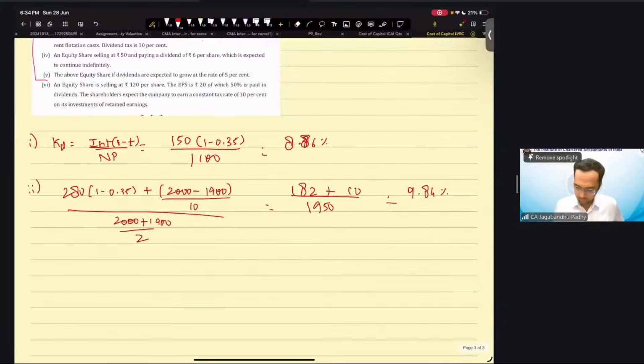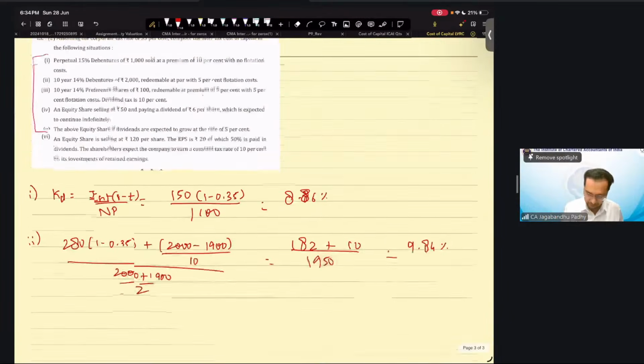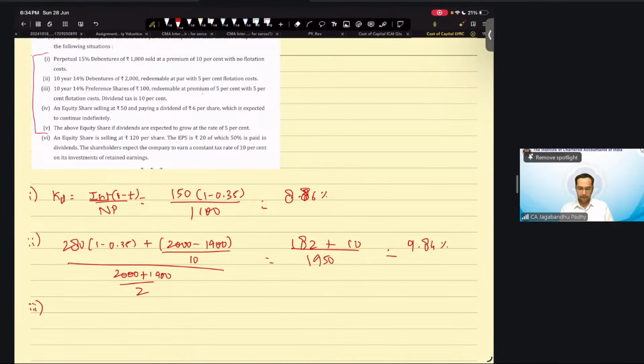Then what about the third one? A 10-year 14% preference share of rupees 100 each.